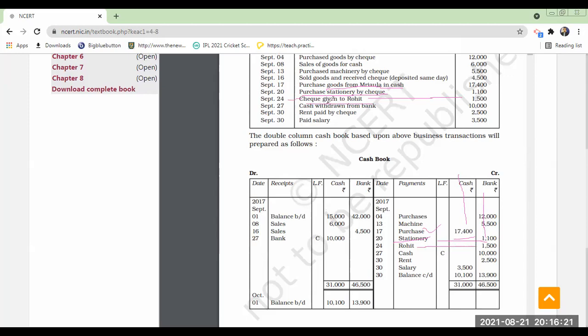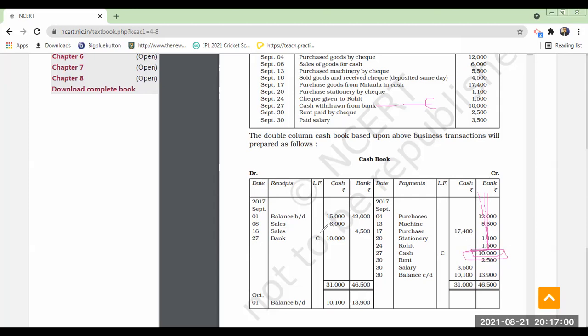Okay. Cash withdrawn from bank. Now you see, cash withdrawn from bank. Is it for personal use? It is not mentioned, no? So this is also a contra entry. Why? See, your bank balance will reduce by 10,000. You have withdrawn cash from the bank, no? Your bank balance will reduce, so 10,000 will be reduced here.